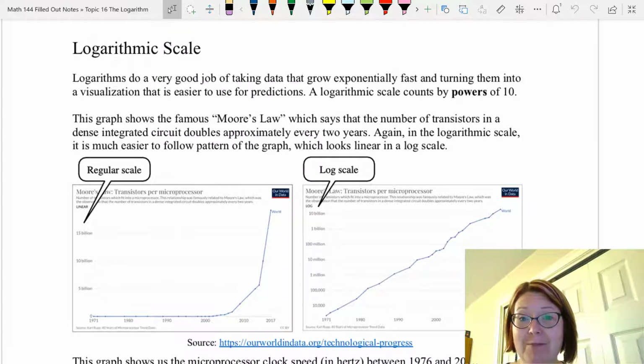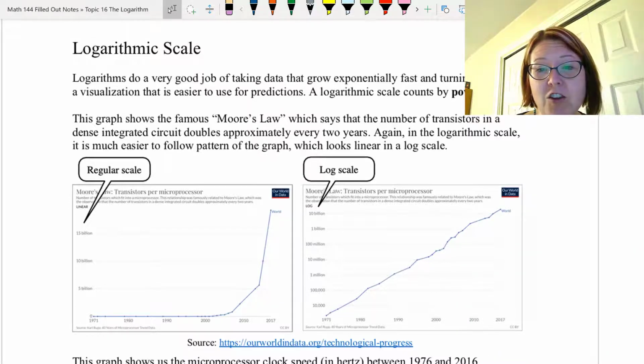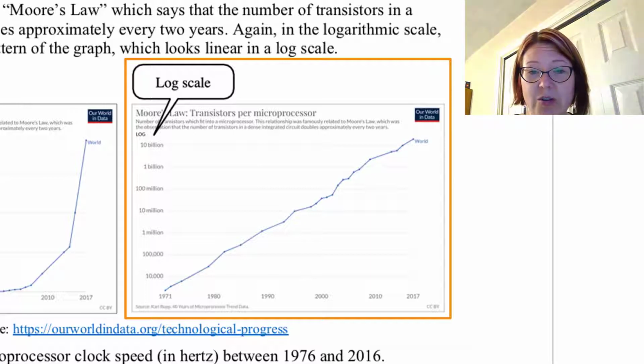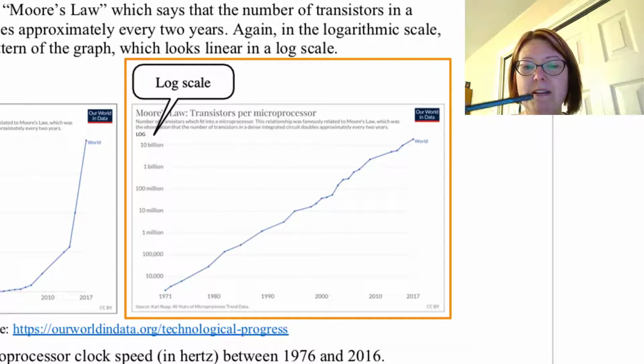One of the famous examples of this logarithmic scale is what we call Moore's law, which says that the number of transistors in a dense integrated circuit doubles approximately every 2 years. If you've ever seen Moore's law, you've probably seen the graph on the right, which on the x-axis shows us the time in years from 1971 to today, and on the y-axis shows us the number of transistors in a dense integrated circuit. And it goes from 10,000 to 100,000 to a million, 10 million, 100 million, 1 billion, and 10 billion. And those are the equally spaced lines.